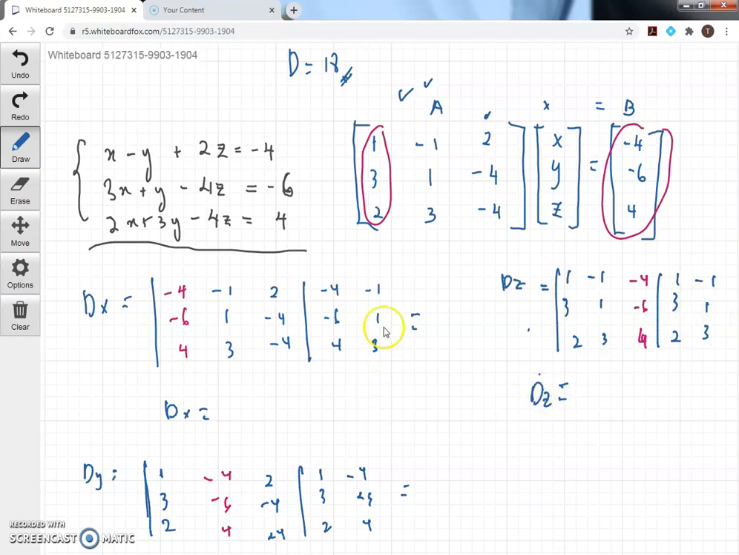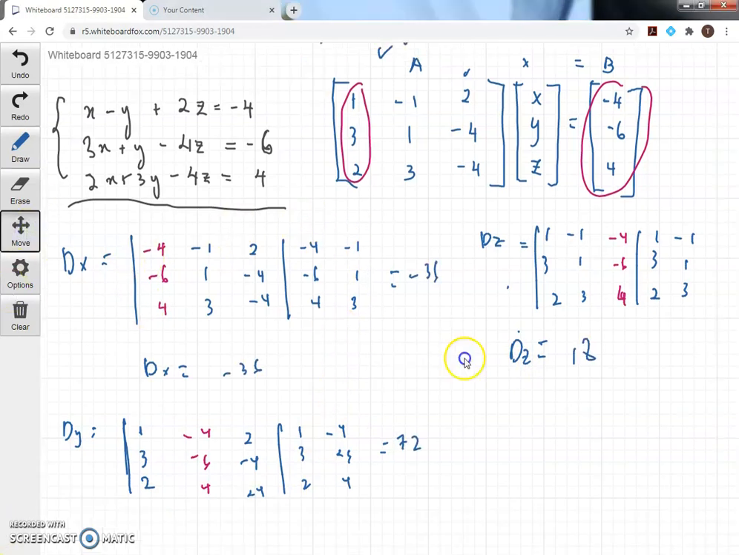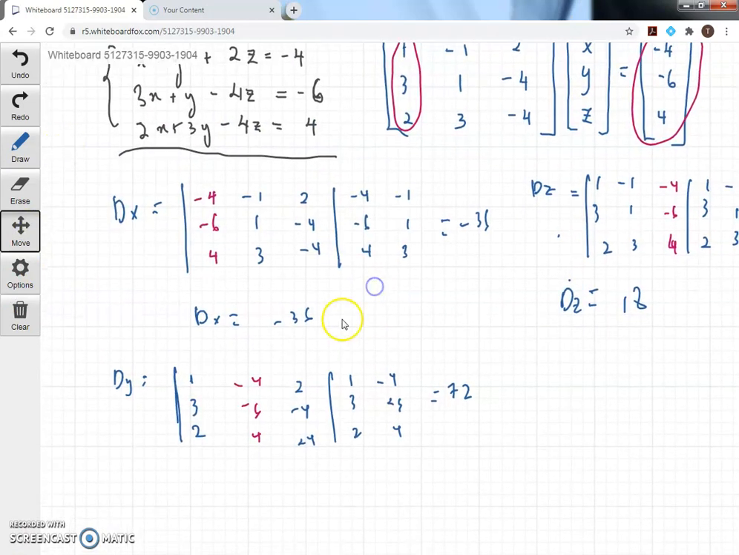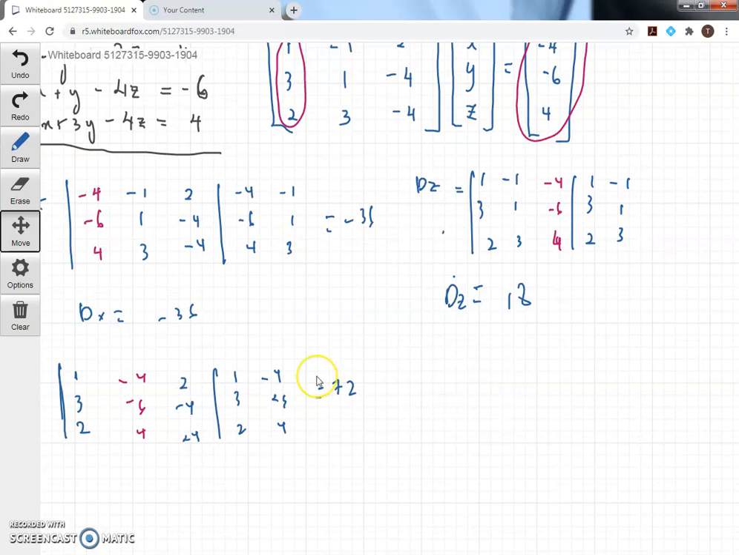As a result, you can refer to your PDF file later. To cut it short, you can try to do the calculation on your own, and you should get negative 36, 72, and 18. Then you can apply the last formula.